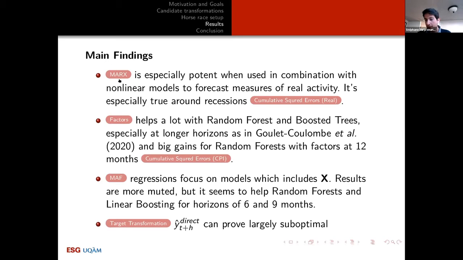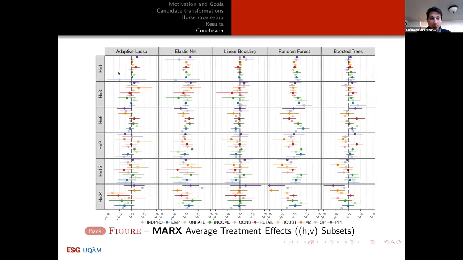So what are some of the main findings? If you're looking at the moving average rotations, it's very potent, especially for real activity and especially in combination with nonlinear models. Here, we're going to be looking at a few of those graphs in the last 5 minutes of the presentation. The way to read those is the vertical line is zero effect. And what's good for the transformation, that is when there are gains, the dots are on the right of that. So if you want to look at the real activity, that's the blue and the green.